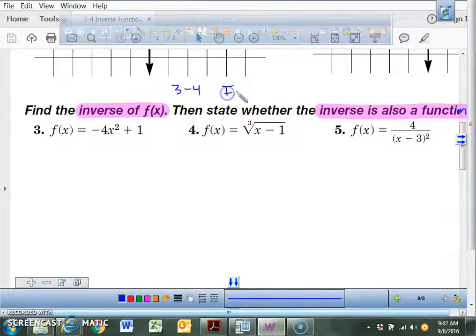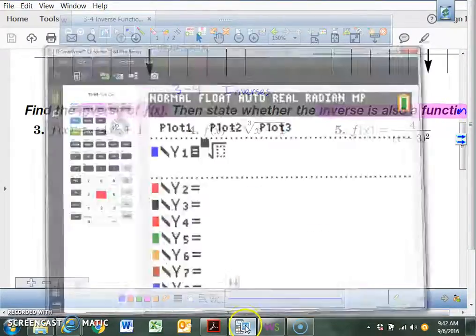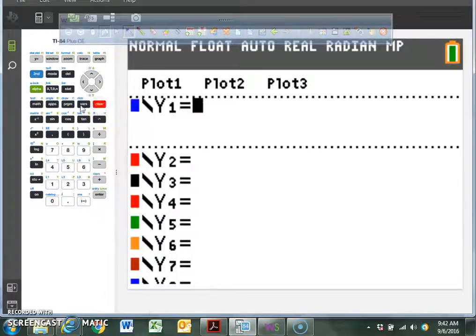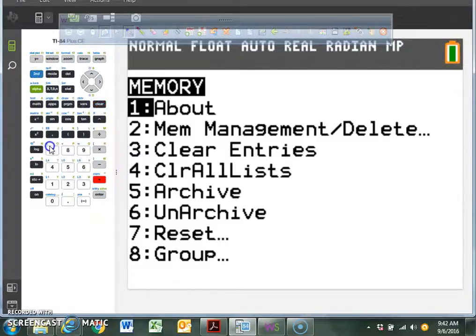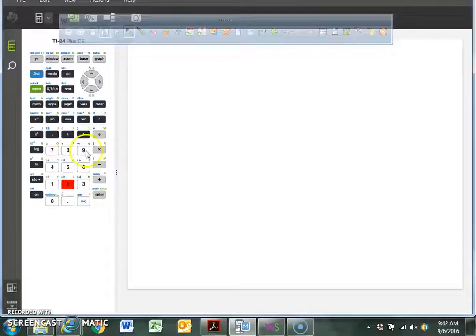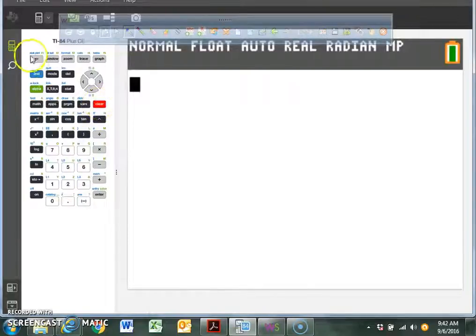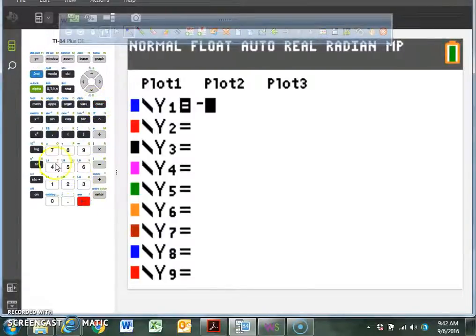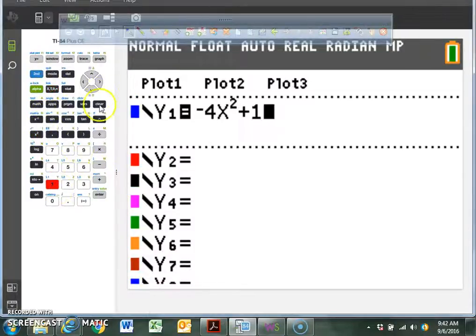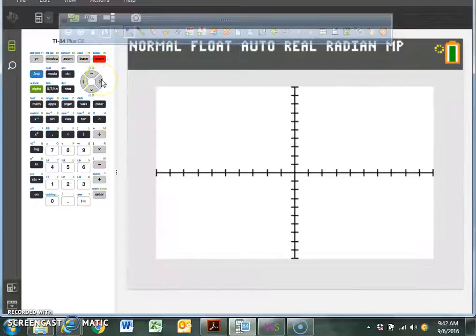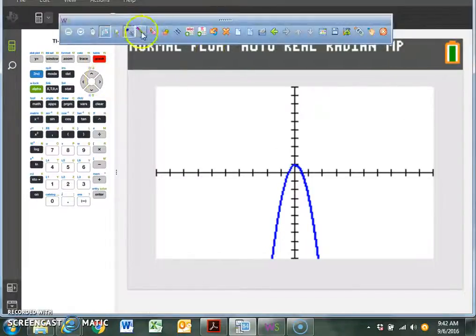Section 3-4. We're working with finding inverses and determining whether inverses are also functions. The very first thing I want you to do in the graphing calculator is just type that in. If there's a bunch of stuff in your graphing calculator, just hit second plus 7, 1, 2. That should clear it out. You're going to type in -4x squared plus 1. Hit the graph button. There's your function.